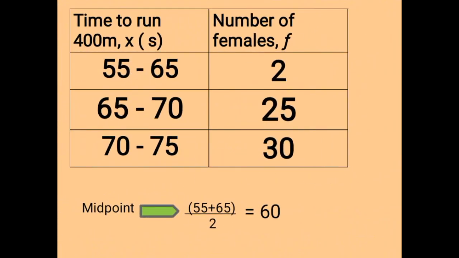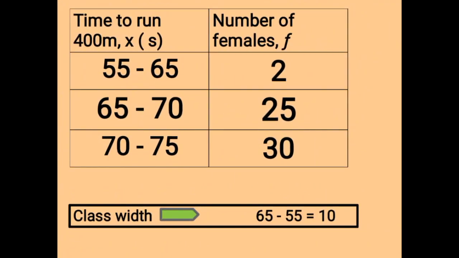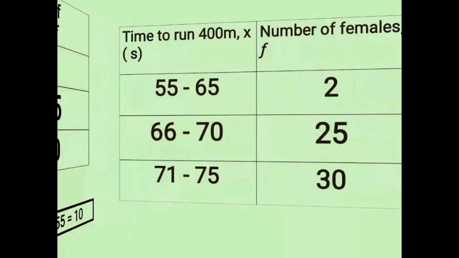Now, let's take a look at how to find the midpoint and class width for the first row. As we learned earlier, the class boundaries for the first row are 55 seconds and 65 seconds. So, to find the midpoint, add 55 and 65, then divide by 2, so it's 60. Class width is the difference between the upper and lower class limit of classes that follow one after the other in a series. So, the class width for the first row is 65 minus 55 equals 10.